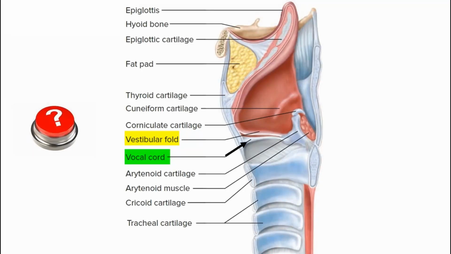Now, you can see at the tip of this arrow a structure that is the vocal cord, and this is the line passing through the vocal cord. Therefore, structures above it are called what? They are called upper respiratory passages, and structures below it are called lower respiratory passages.